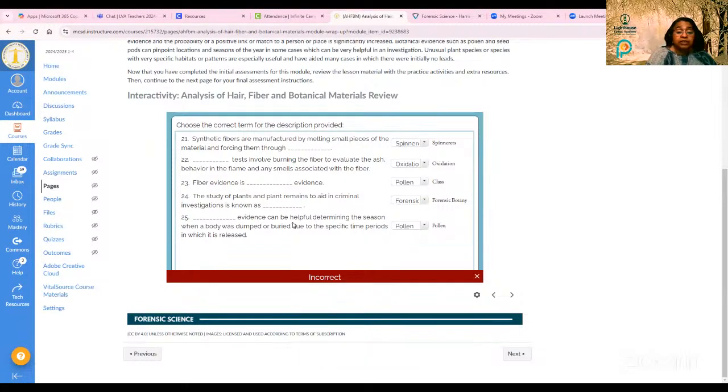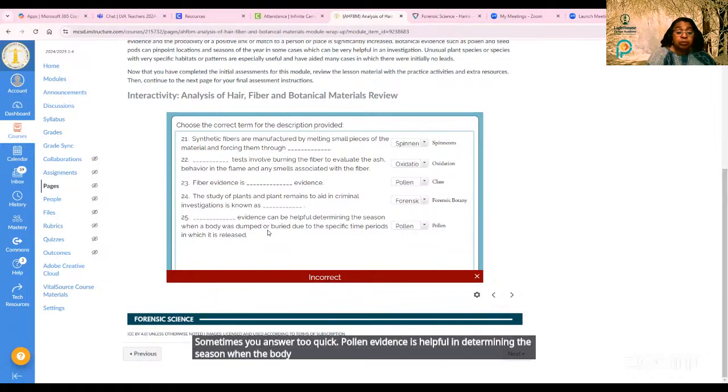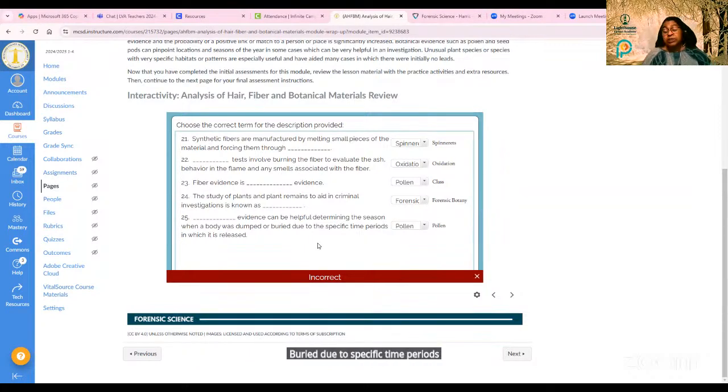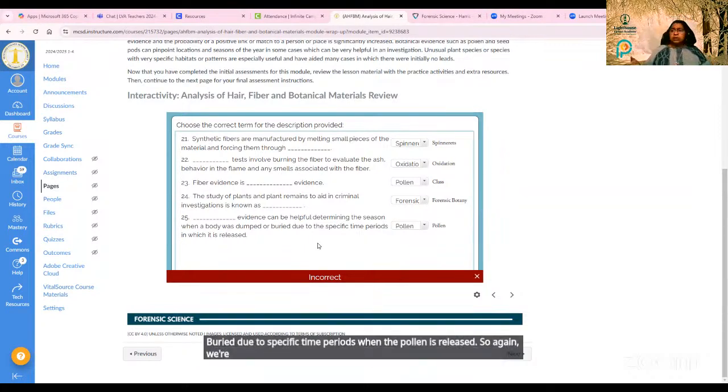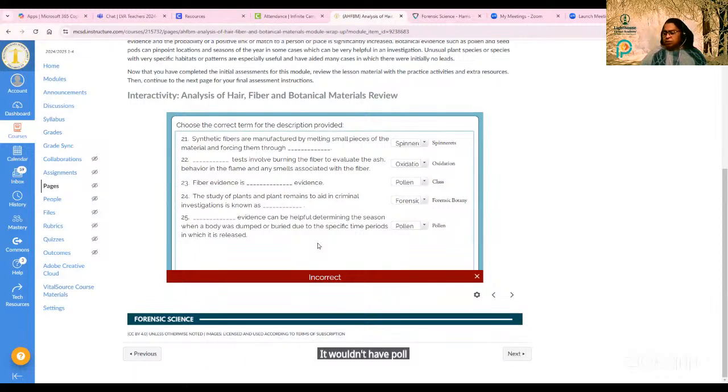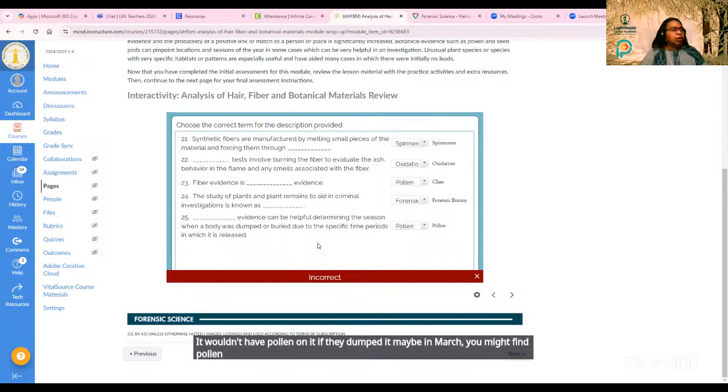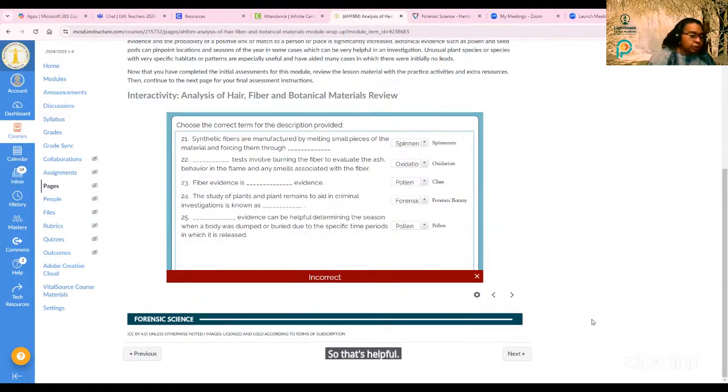Pollen evidence is helpful in determining the season when a body is dumped or buried, due to specific time periods when the pollen is released. So again, we're coming up on pollen season. So if somebody was dumped this month, it wouldn't have pollen on it. If they dumped it maybe in March, you might find pollen evidence. You wouldn't find pollen evidence in someone who was buried in the summertime, because pollen is seasonal. So that's helpful.